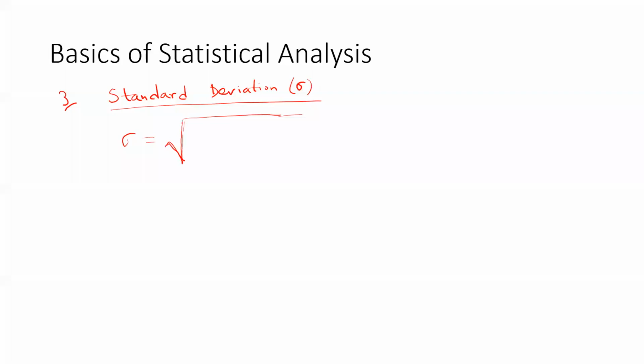Root mean square of the deviations. Okay, so you have to take the square of all the deviations that you have calculated, and if you take their average and then take the square root, so the RMS value of the deviations will give you the standard deviation. Now the standard deviation suggests how your data is deviating from the mean.